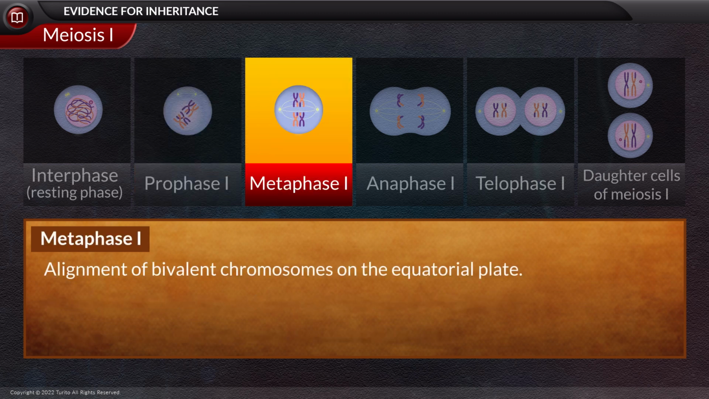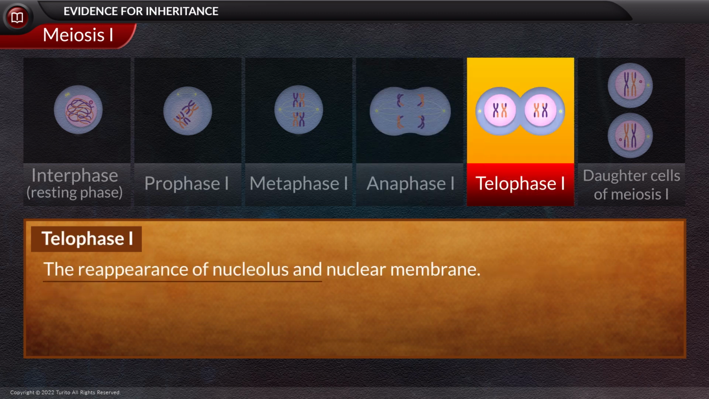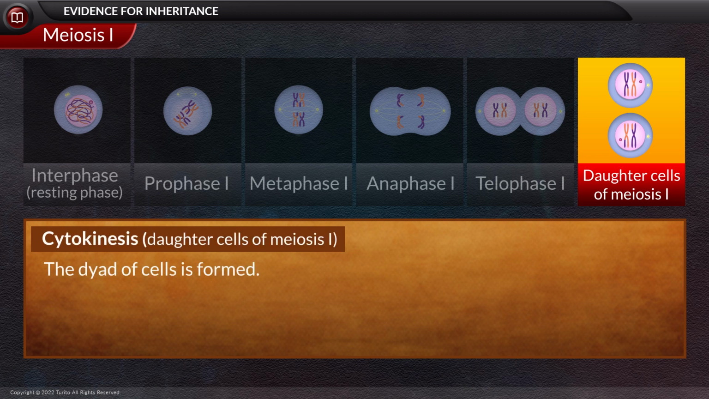During metaphase I, there is an alignment of bivalent chromosomes on the equatorial plate. During anaphase I, there is a separation of homologous chromosomes with sister chromatids, connected at centromere. During telophase I, there is the reappearance of the nucleolus and nuclear membrane. Next comes the cytokinesis, during which a dyad of cells is formed.